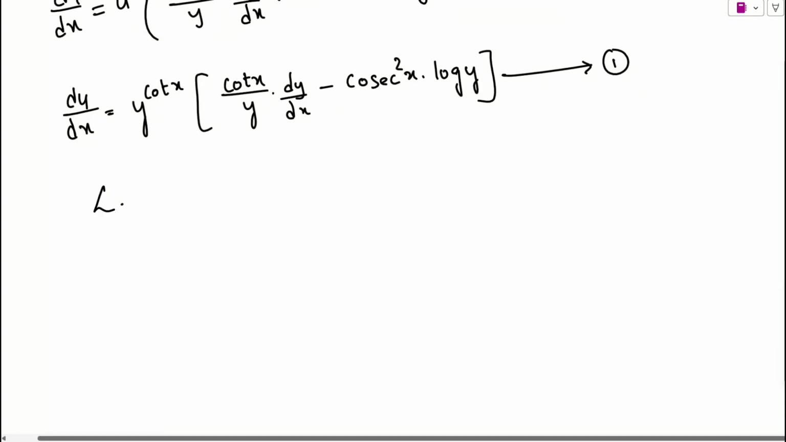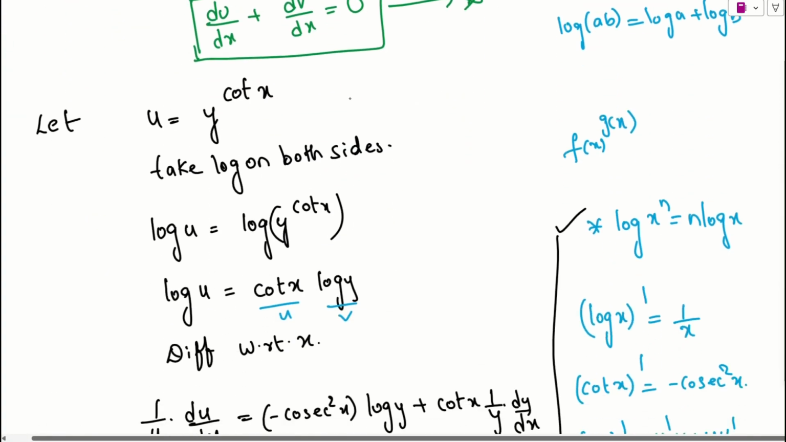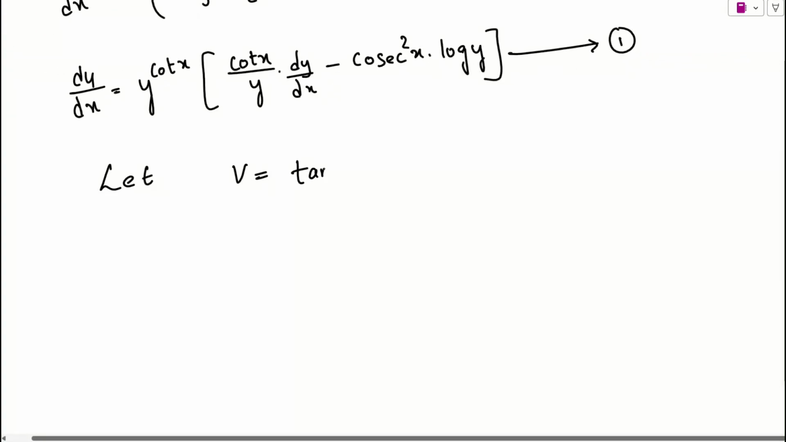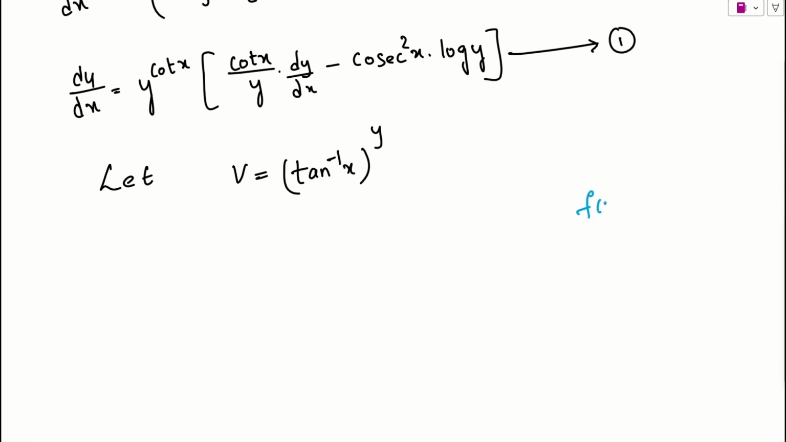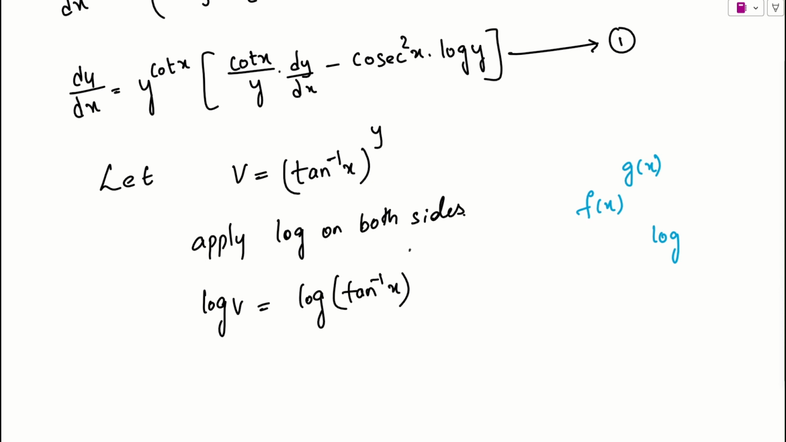Yes. So let us consider v is nothing but what we have taken, tan inverse of x whole power y. Agree? So if you want to differentiate this one, we should use which property? F of x power g of x means what? Apply log. So if I apply log on both sides, let me write it down. This is log v equals log of tan inverse of x whole power y.